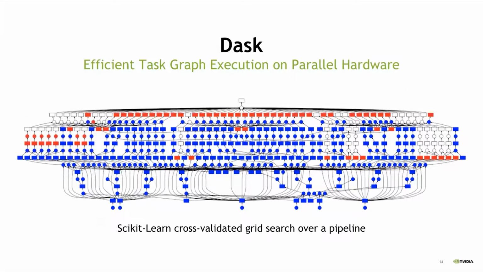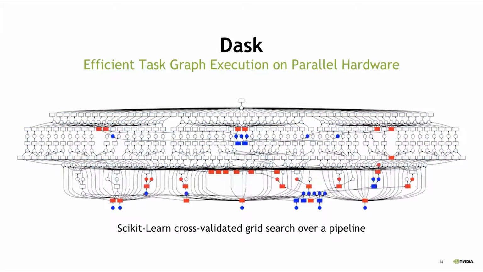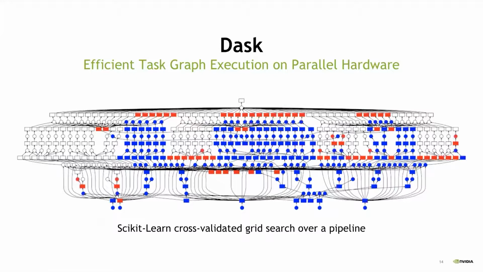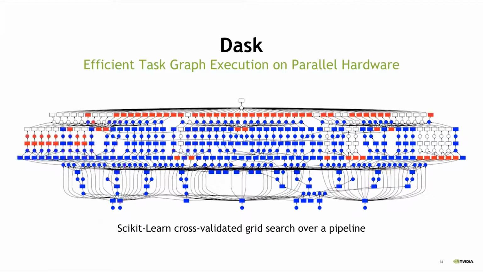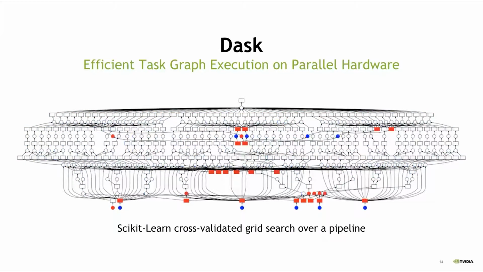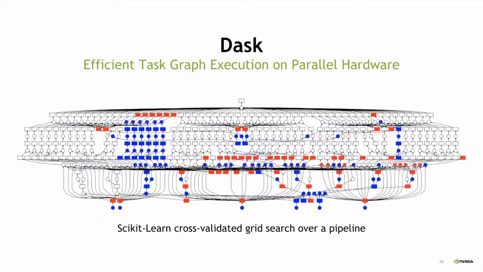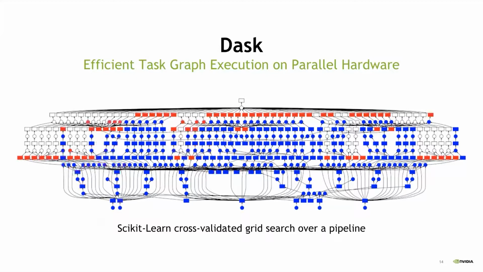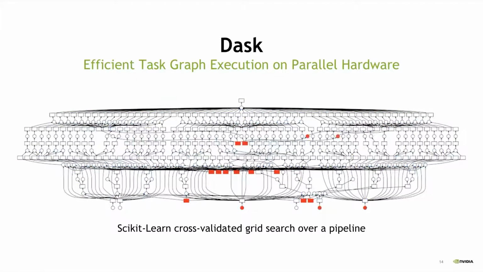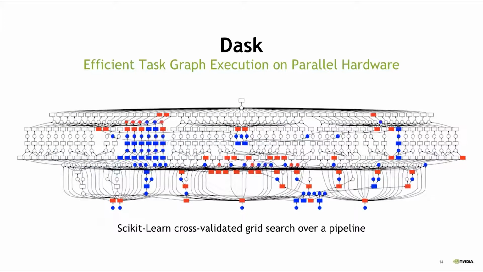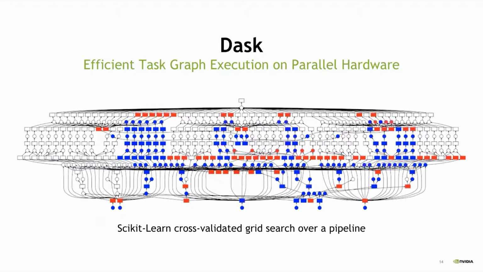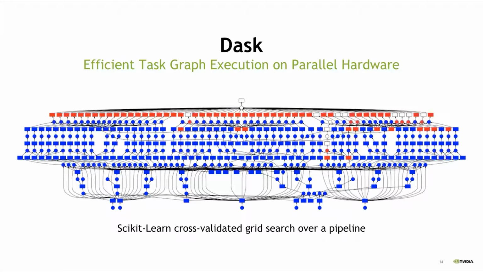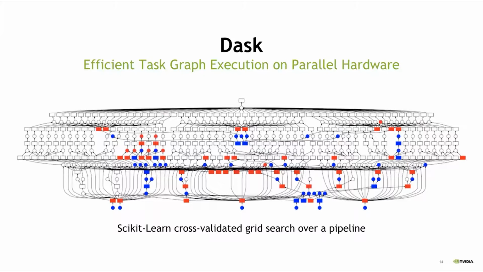Dask is a task graph execution library. This is pretty much the kind of task stream that it will create for the user when doing, for example, a cross-validation grid search using scikit-learn, or not using scikit-learn but using the scikit-learn API with the DaskML library. The user is able to see this in real time when Dask is processing. So you can just go and see the Dask interface.